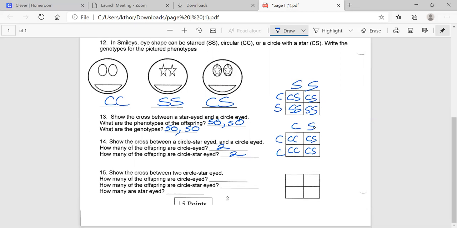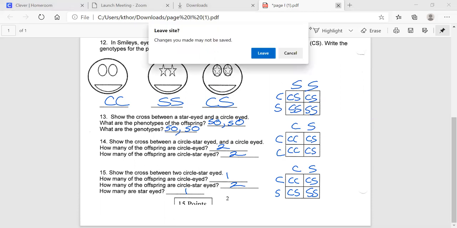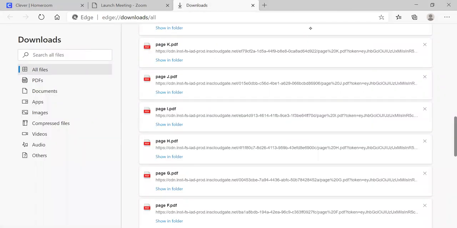Show the cross between two circle-star-eyed. How many of the offspring are circle-eyed? One. Circle-starred? Two. How many star-eyed? One. Okay. That is page I. Let's keep going. Let's go to page J.